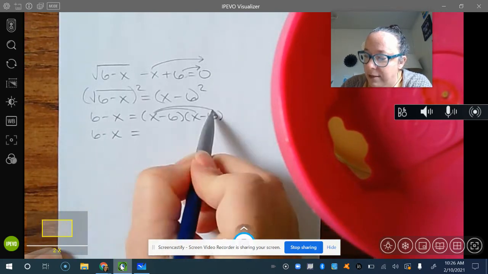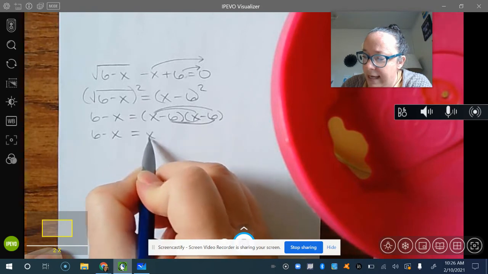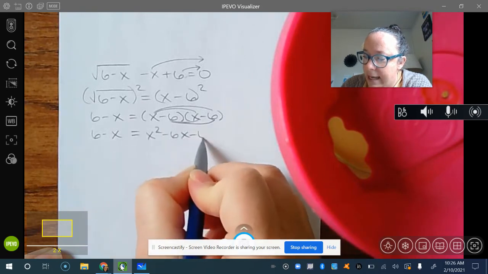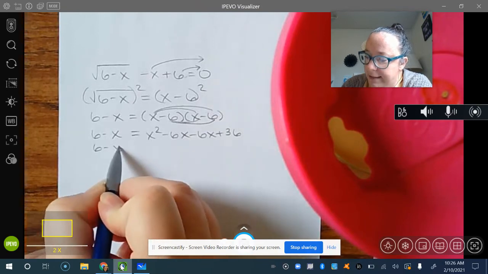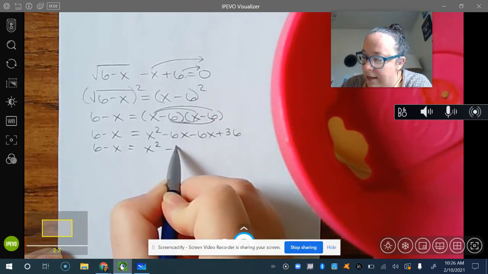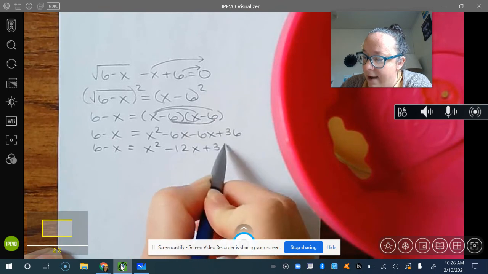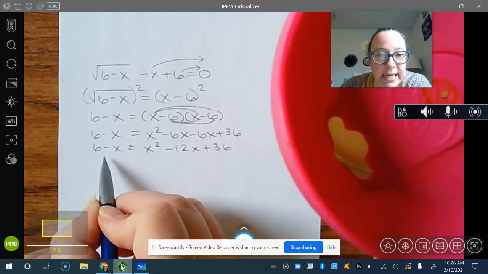On the right, we have to distribute. So we get x squared minus 6x minus 6x plus 36. Still on the left's the same. Combine like terms, all of that on the right. Now, we have a quadratic. We need to get it set equal to 0.